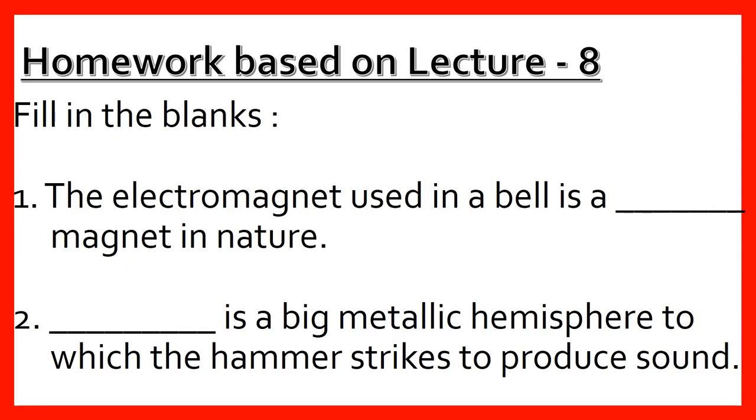Students, it's the homework time. These questions will be based on the lecture we just discussed. Starting with fill in the blanks. Number 1. The electromagnet used in a bell is a dash magnet in nature. Question number 2. Dash is a big metallic hemisphere to which the hammer strikes to produce sound.